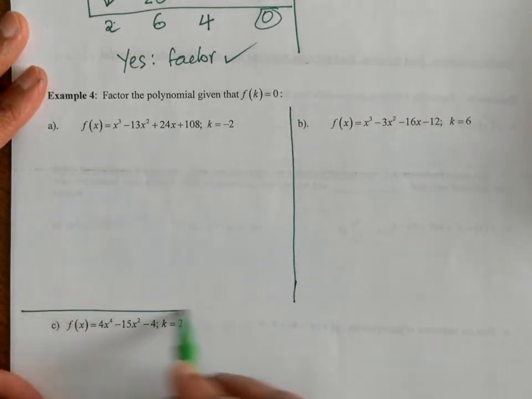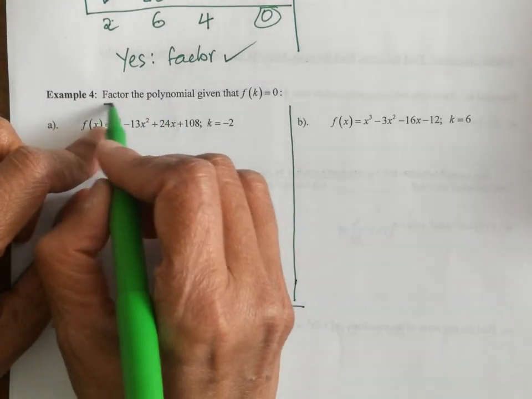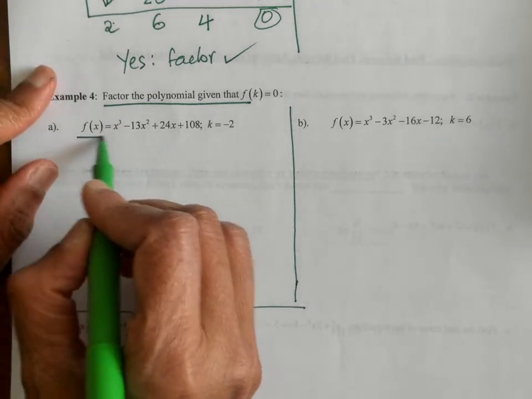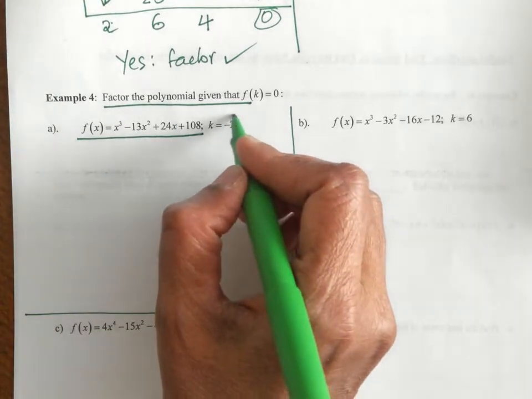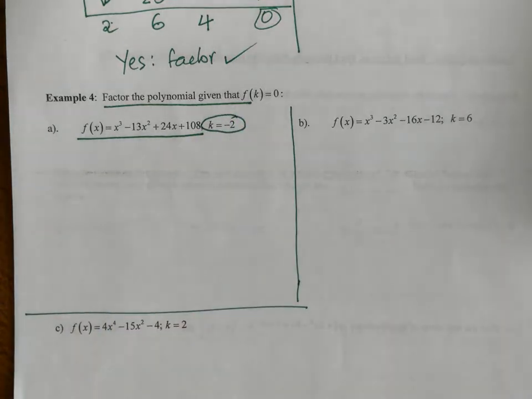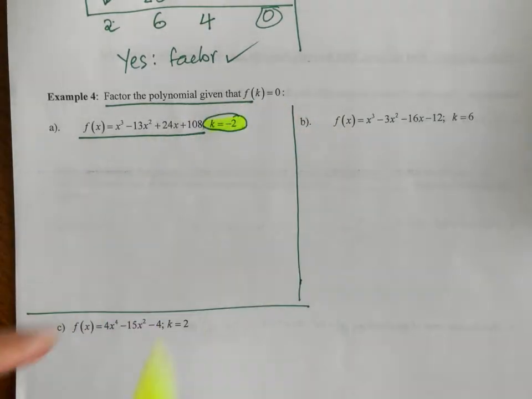So let's go ahead and see what they're asking us in example 4. It says factor the polynomial, given one solution. So they are giving me one solution. How do I know that's a solution? It doesn't tell me it's a solution, but it tells me this.